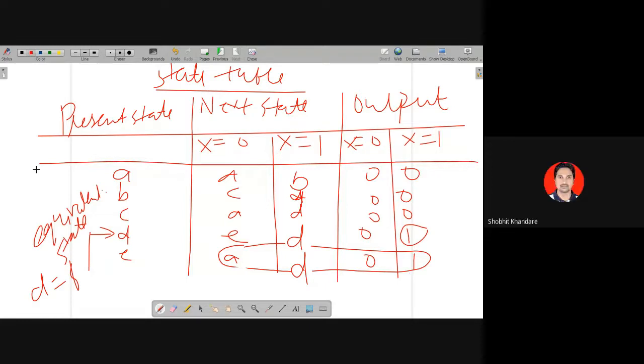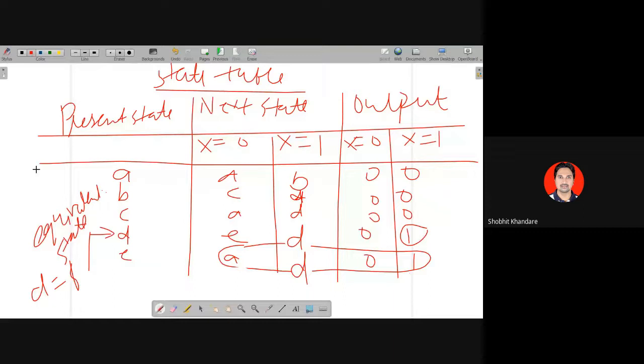My question is, how many states will be there? 5. How many states were there earlier? 7. Very good. So from 7 we have reduced to 5, and the final state diagram you can draw from this reduced state table. So that was the final answer.